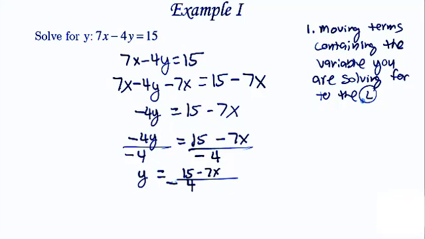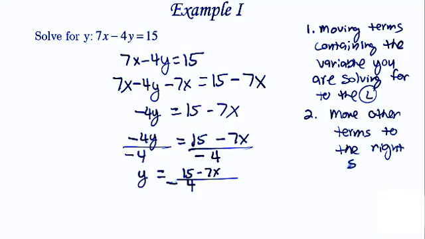Or to either side, but as I said, it's ideal to move it to the left side. Then move other terms to the right. Finish isolating the variable. For example, here we still had to isolate this term, negative 4y. We had to isolate the y.